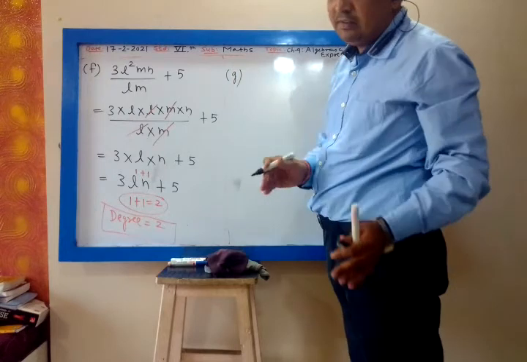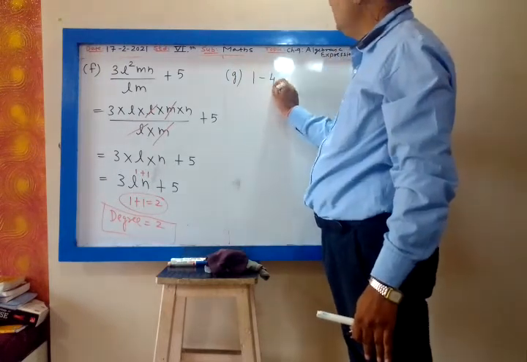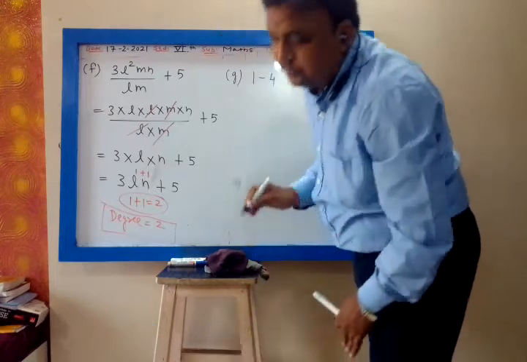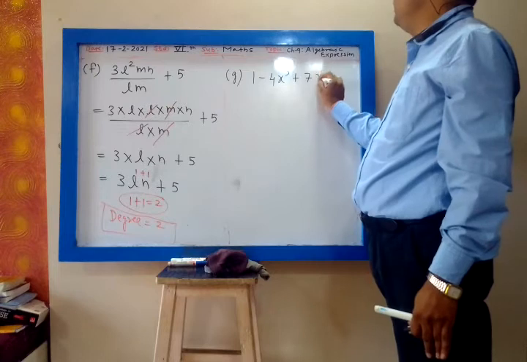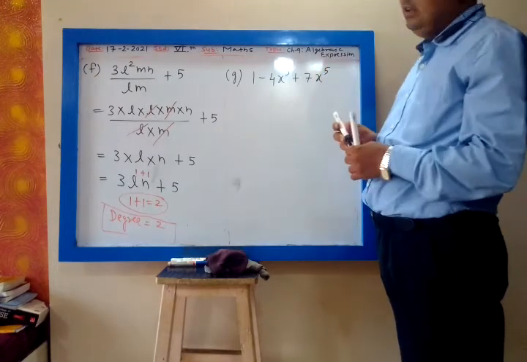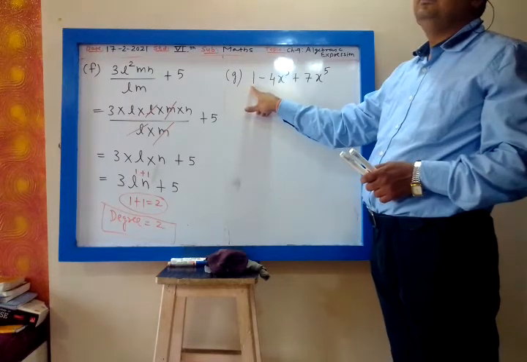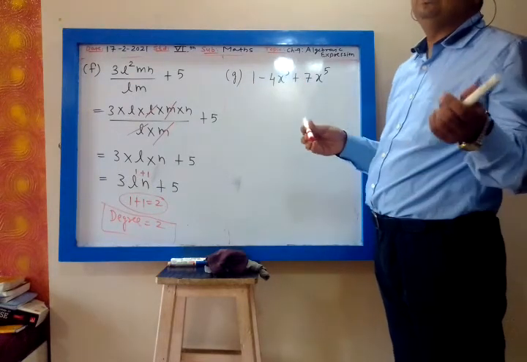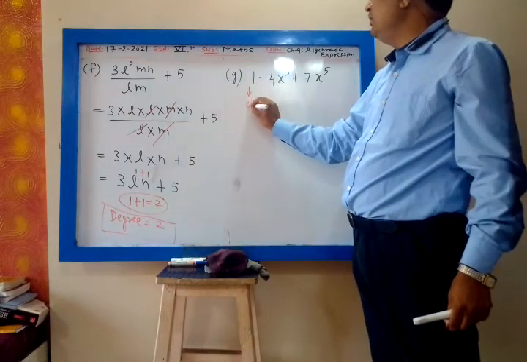Yes, we have to add the power. Whenever the variables are multiplied, you have to add the power. Next: 1 minus 4x cube, plus 7x raised to 5. Now in this, what is power of 1? See, in 1 there is no variable, so degree is 0.